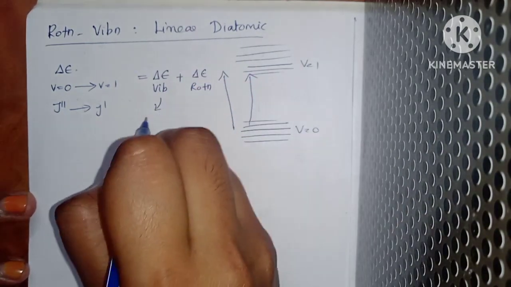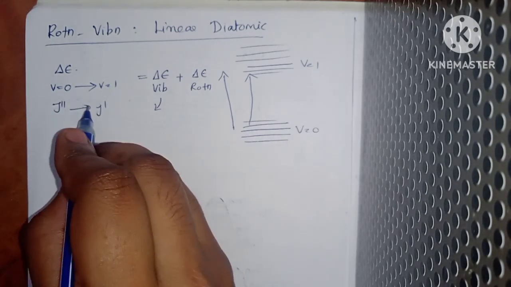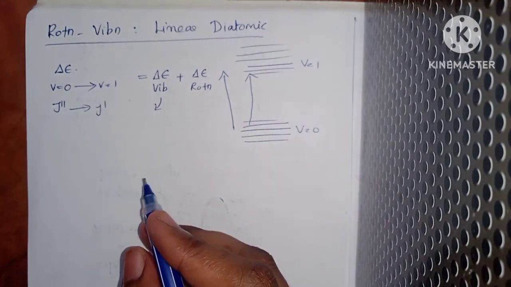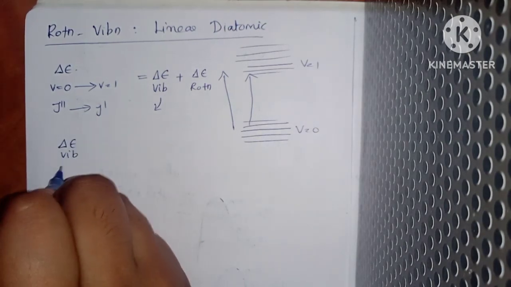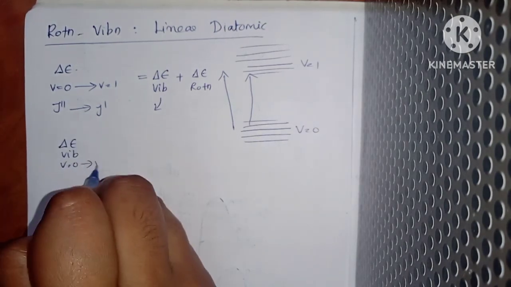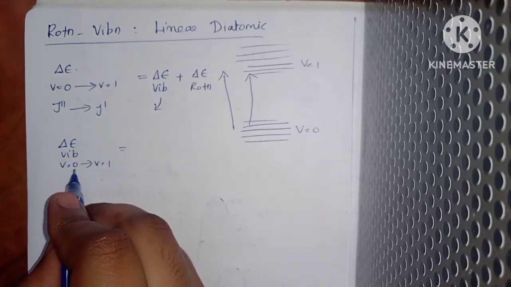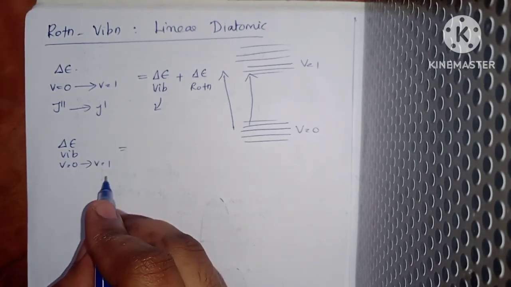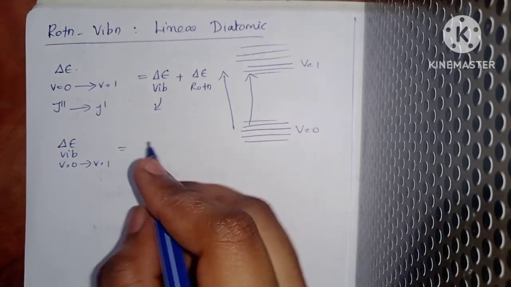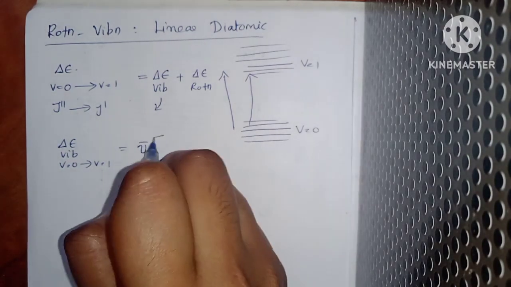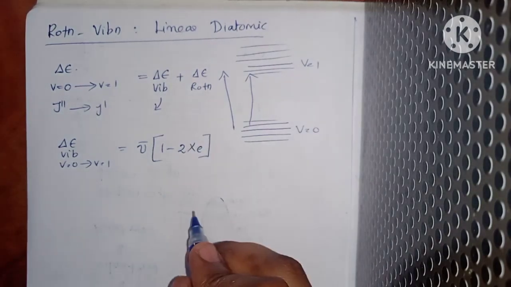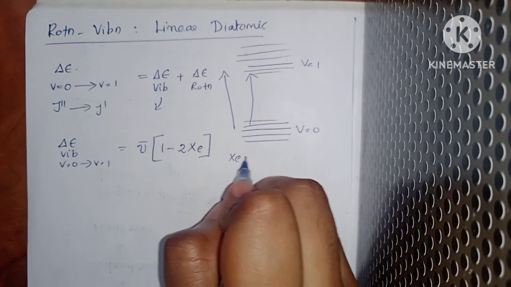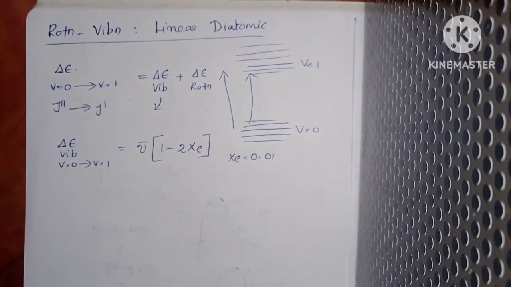and we have said that the vibrational transition is from 0 to 1 only for easier explanation. So we are considering the energy for a vibrational transition from V equal to 0 to V equal to 1. We know that it's the fundamental vibration. The energy required for one fundamental transition we have already derived. It is mu bar into 1 minus 2xc, where x is the anharmonicity constant. Its value can be 0.01 as we have discussed in the previous video.